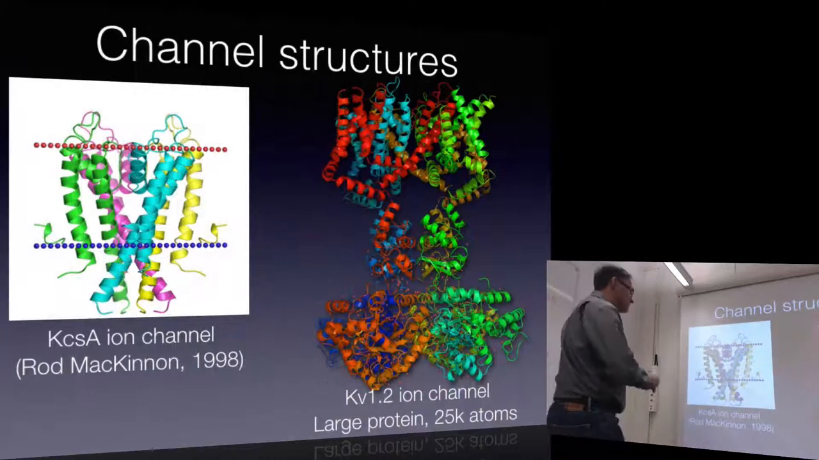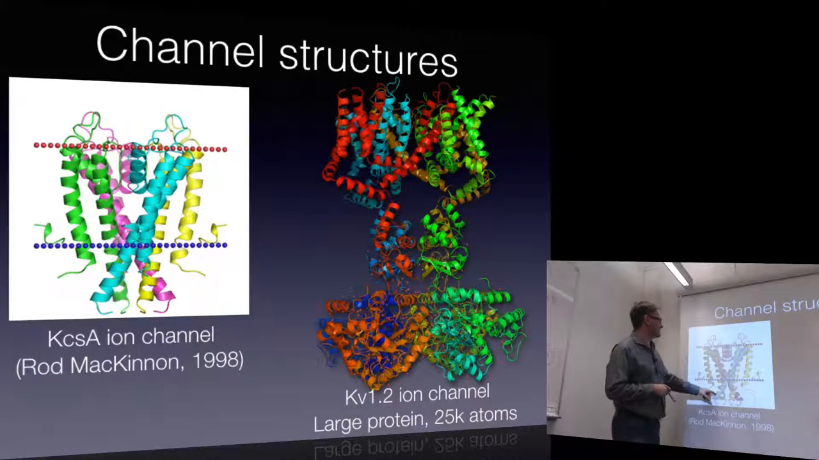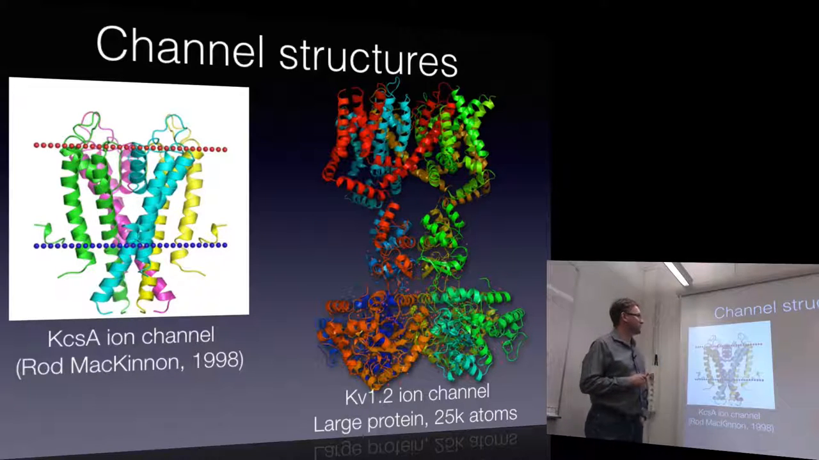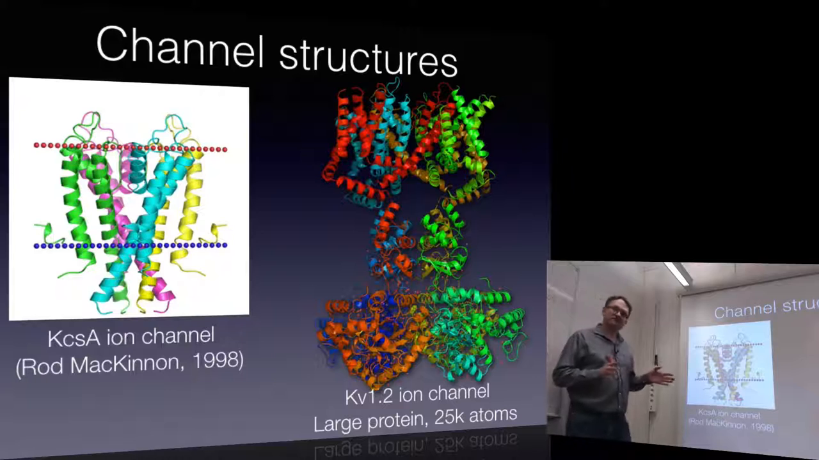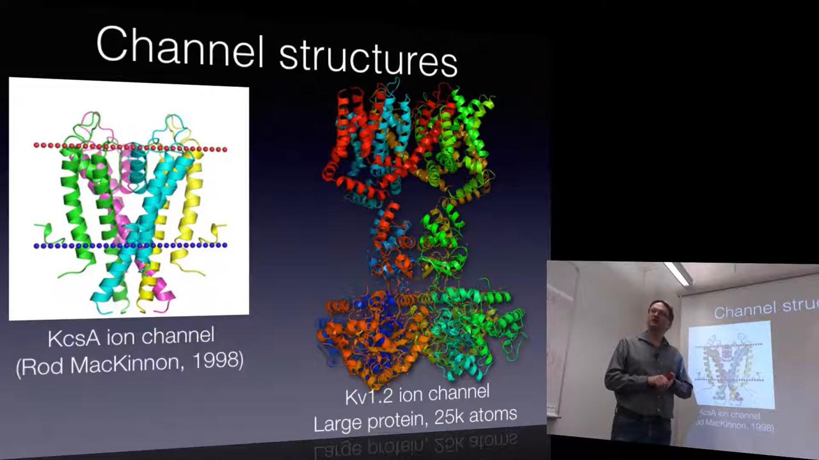More modern stuff. This is actually not the first membrane protein we determined a structure for, but it's the first ion channel for which a structure was published. It's a small bacterial ion channel. That's very common because they're bacterial proteins, not just channels.